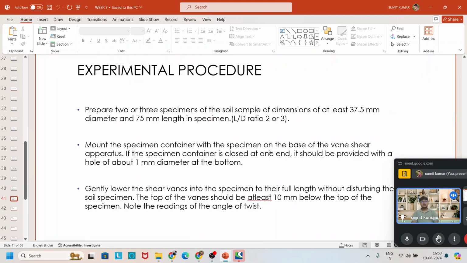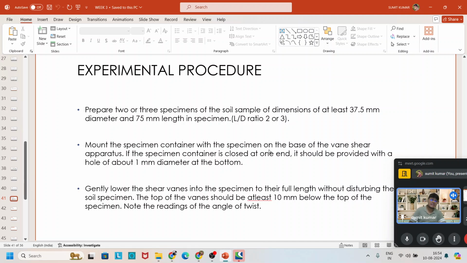Okay, so what is the procedure? First of all, prepare 2 or 3 specimens of soil sample of dimension 37.5 mm diameter and 75 mm length, in the specified L by D ratio, that is 2 to 3. Now mount the specimen container with the specimen on the base of the vane shear apparatus.